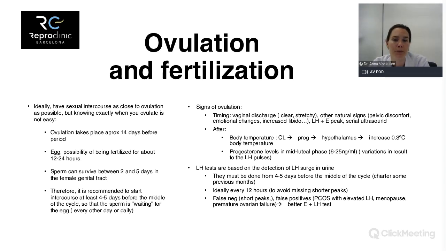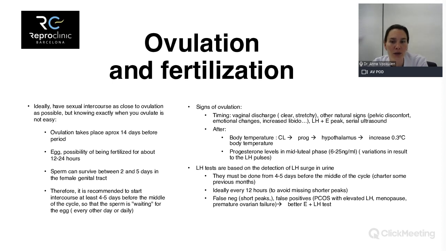And also, another thing that we should know is that there are false negatives because of short peaks. The peak is so short that we miss it with this test. And also it depends on the accuracy of the test. And also that there are false positives, which means that you have a positive test, but you are not ovulating. When can this happen? In patients with polycystic ovarian syndrome, we can see some patients that have elevated LH levels from the beginning of the cycle. So they can have a very long LH positive test, and it doesn't mean that they're ovulating.